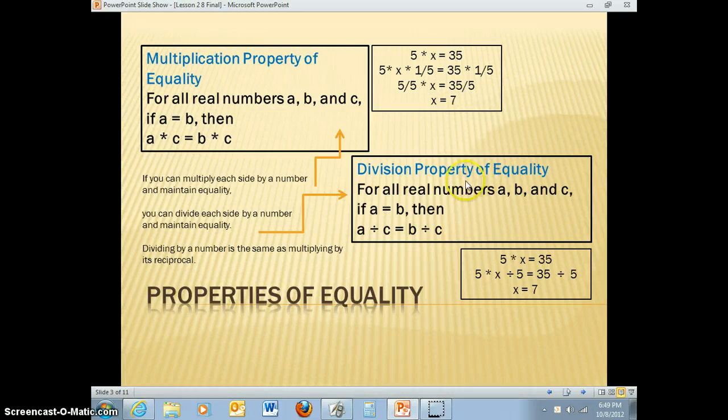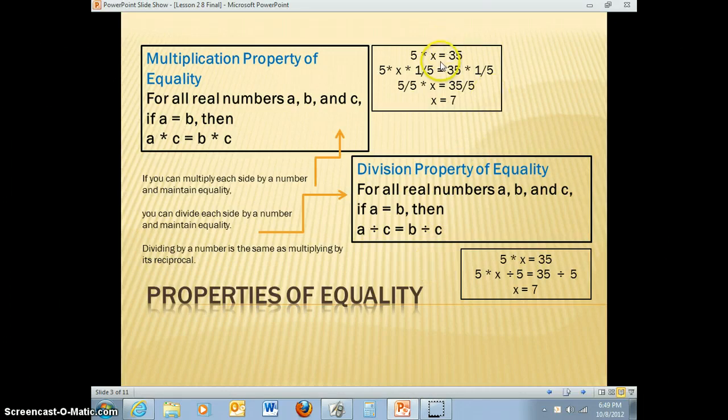Because I also have the division property of equality. It says, hey, I got two things, a number equal to another number, or an expression equal to a number, which is a lot more likely. And if I do the same division problem to both sides, I have again maintained equality. Well, let's look at the examples.